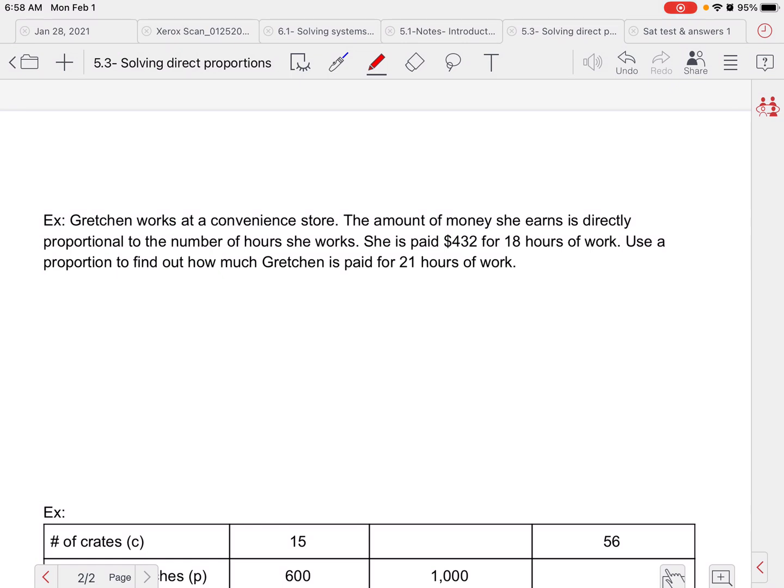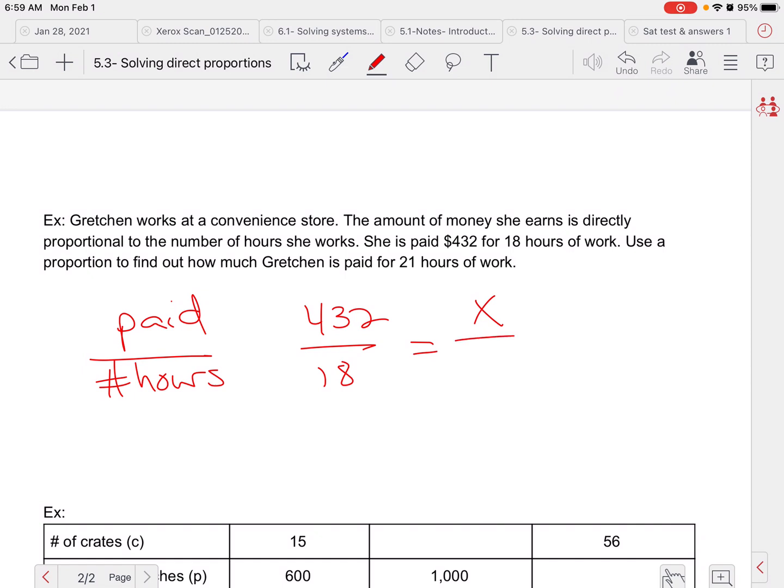So again, some of you are going to be like, well, Miss Hawes, duh, why don't I just divide and then multiply? Again, you can, but sometimes that's not super helpful. So we have the amount she is paid over the number of hours worked. Okay, so I'm going to have 432 over 18 must equal x, the amount of dollars she makes in 21 hours. Well, again, I'm going to use the butterfly method.